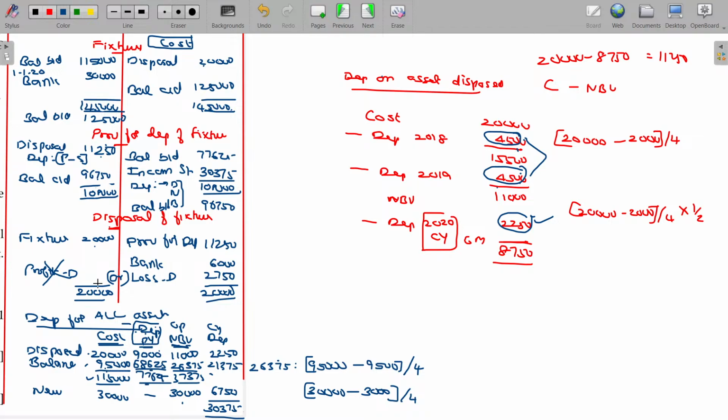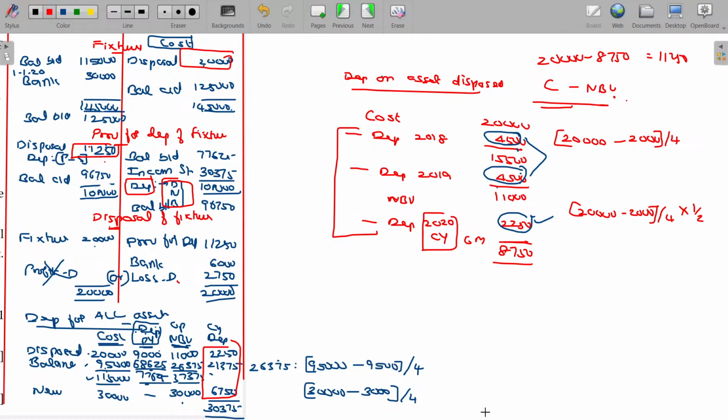So here you have to understand and concentrate on what? This depreciation relates to all the three assets. This depreciation represents the assets sold, from the date of purchase to the date of sale. Otherwise, it is nothing but cost minus net book value on sale.